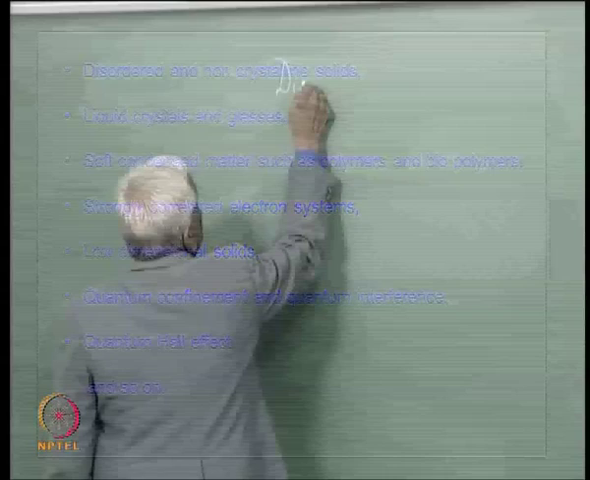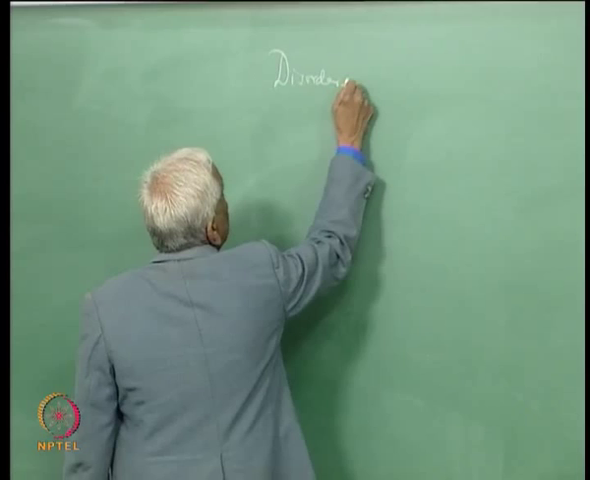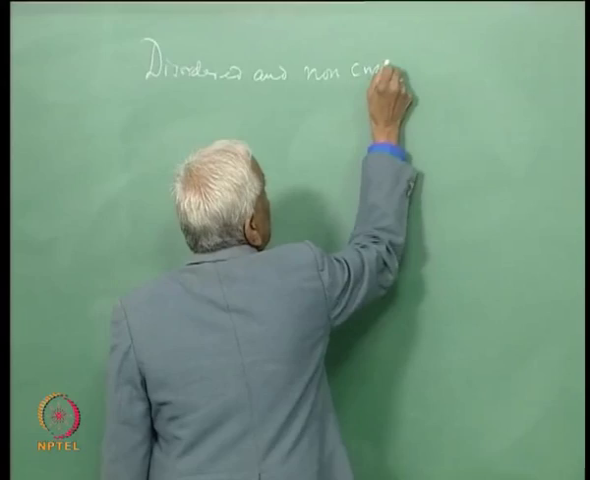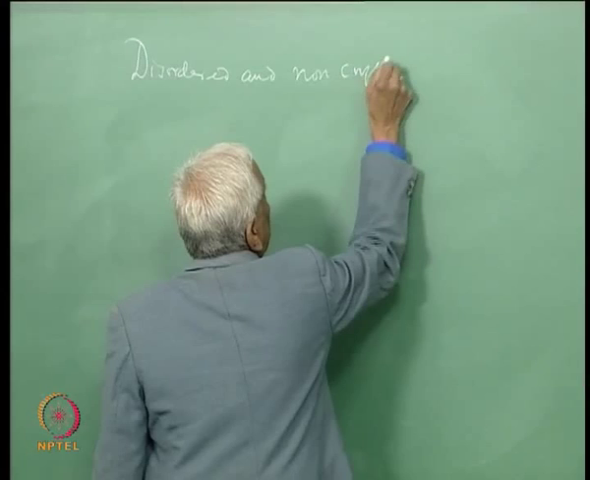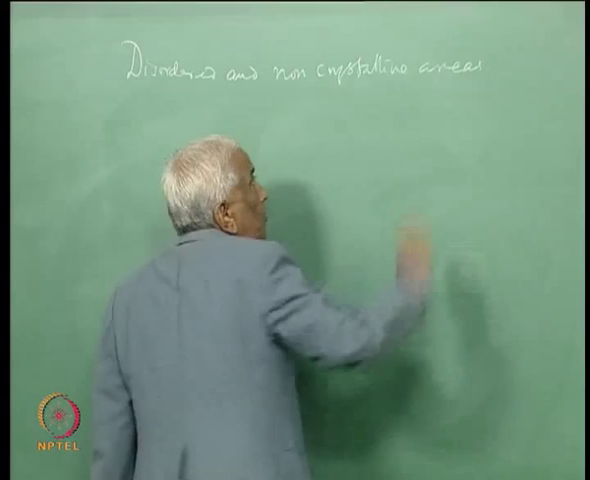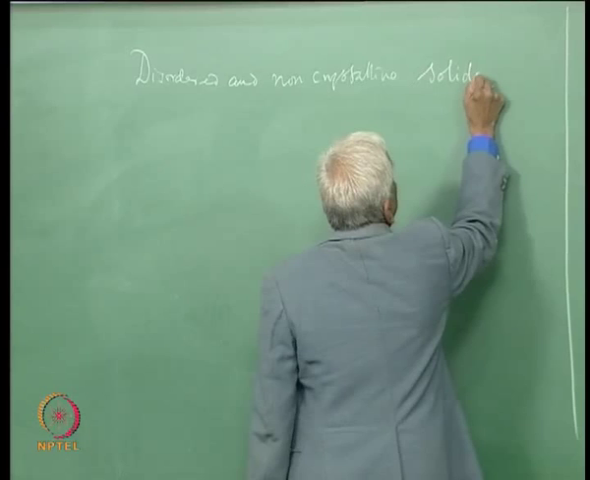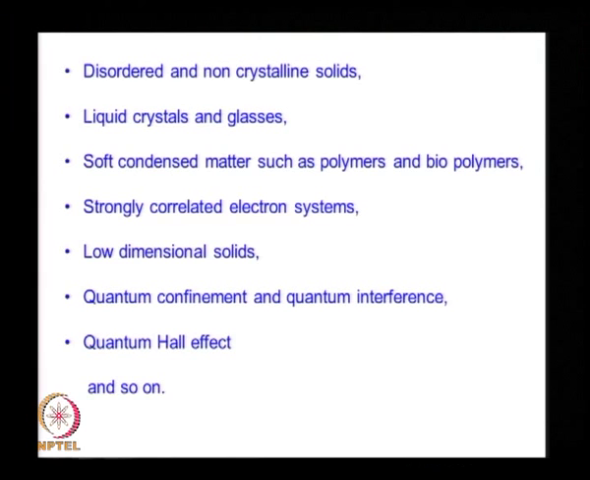Disordered and non-crystalline solids. This is a major area. For example, amorphous semiconductors and amorphous metals, amorphous superconductors, then liquid crystals and glasses.